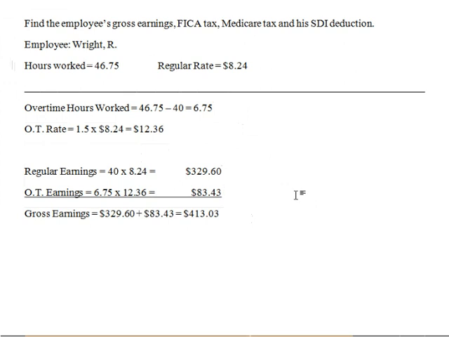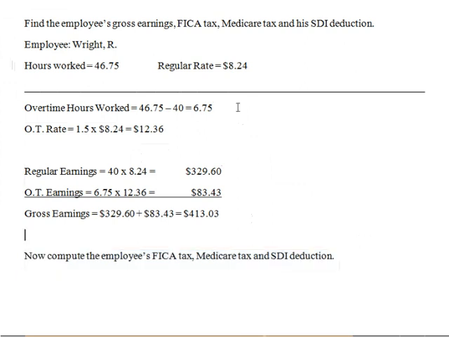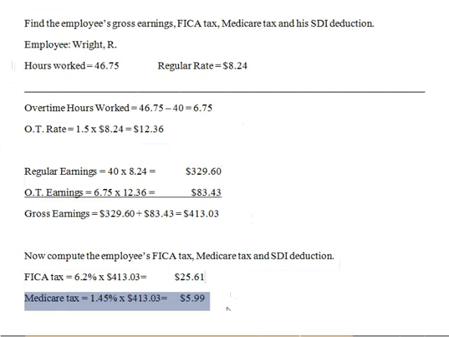Now let's compute the various taxes. First, we'll compute the amount of FICA tax that the employee needs to pay. Assuming a FICA rate of 6.2%, we see that the amount of FICA tax the employee must pay is $25.61. And we found that by taking 6.2% of the employee's gross earnings of $413.03.